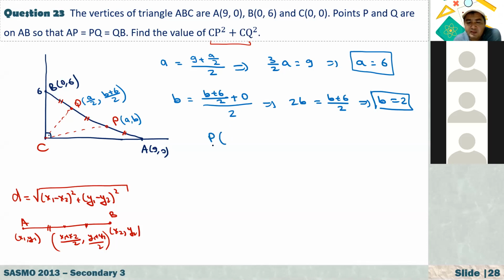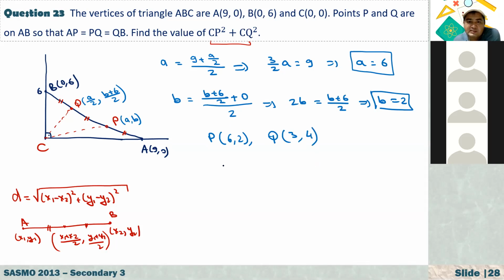So now I can write the coordinates of P and Q. What are the coordinates of P? It is (a, b), that is (6, 2). And how about the coordinates of Q? a over 2, that is 3, and (b + 6) over 2, 2 plus 6 is 8, 8 over 2 is 4, right?